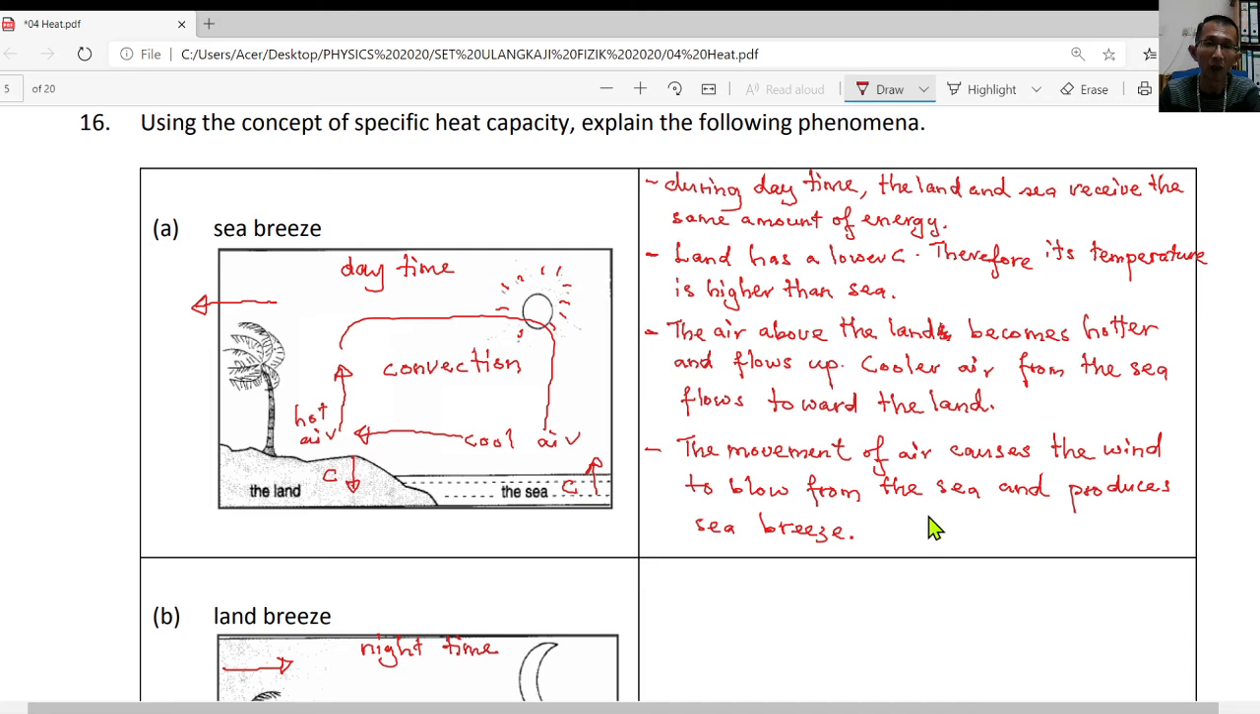Okay, so during daytime, both the land and the sea will receive the same amount of energy from the sun, but since the specific heat capacity of the land is smaller, it will become hotter. The air above the land will become hotter, so it will go up. Then the cool air will replace the hot air here, so you will feel that wind is blowing from the sea towards the land. Hence we call this sea breeze, because the breeze is coming from the sea. Right?